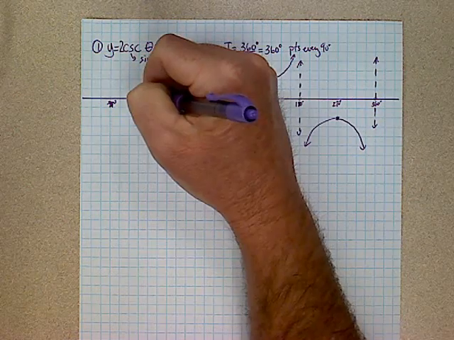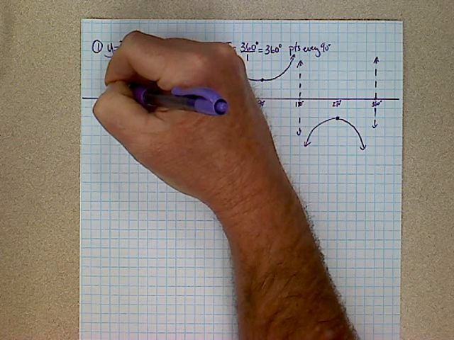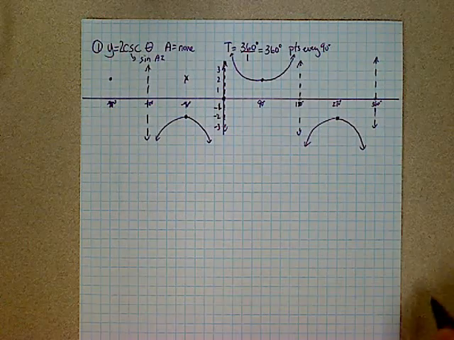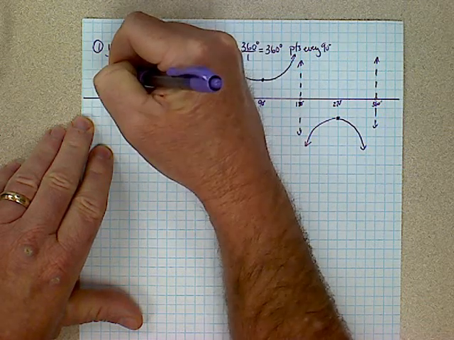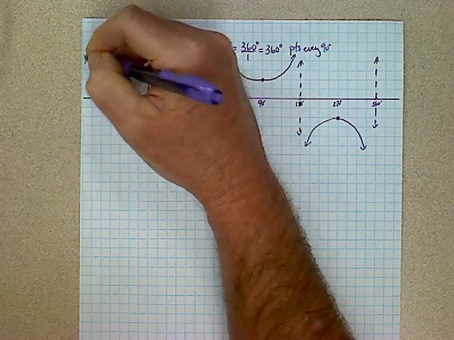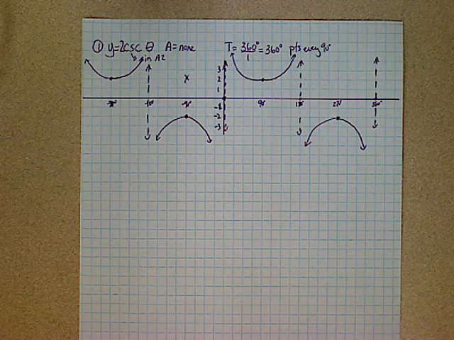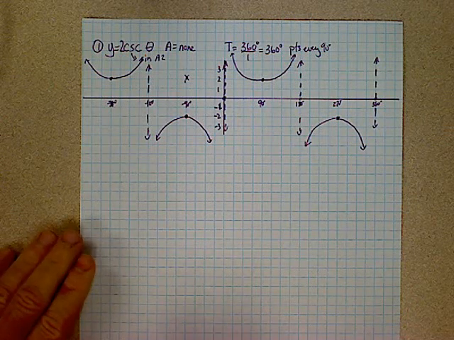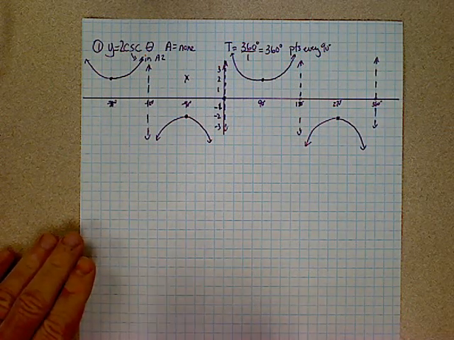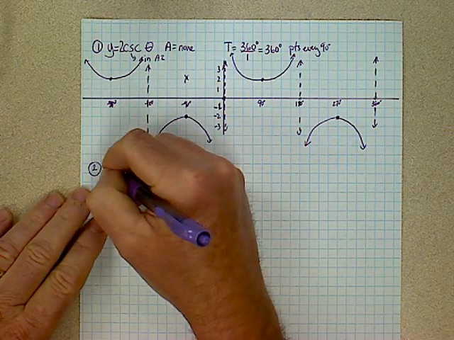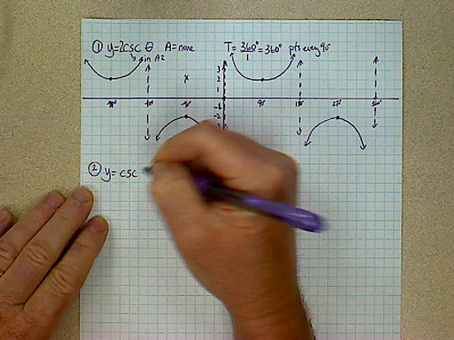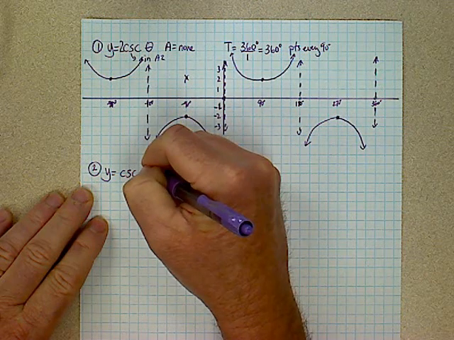And then we'll go one more time, 1, 2, 3, 4, but this one's going to be up to continue the pattern. And again, it's going to branch off this way. If you have a full graph here to 360, you're going to have another asymptote. Okay? Question number 1 taken care of. Okay, question number 2, another cosecant question. So question number 2 is going to be y equals cosecant of theta minus 45.